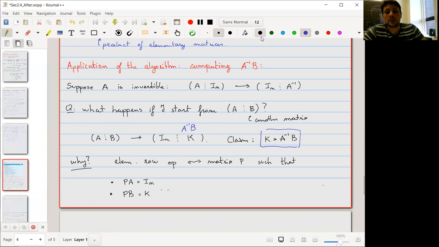Why is that true? Well, the reason why this works is the following. Row operations, again, correspond to our matrix P. And by what we just wrote, P inverse is equal to A, and P is equal to A inverse. But then the same row operations transform B into K. So PB is equal to K. If I merge these two things together, I get that PB, which is equal to K, is also equal to A inverse times B. In other words, the result K here is A inverse times B.